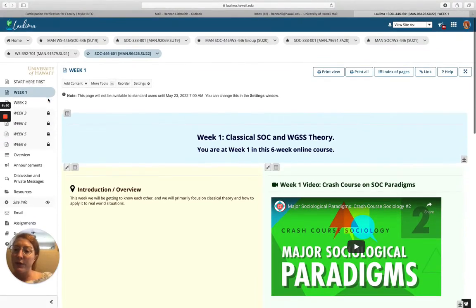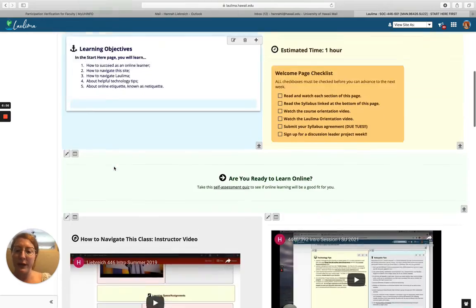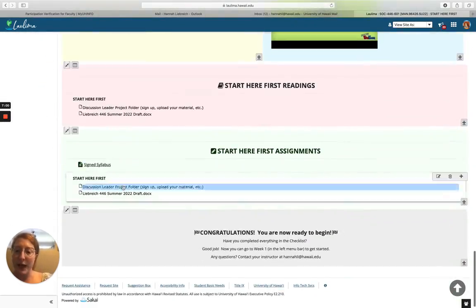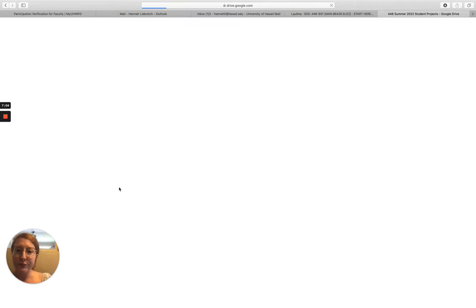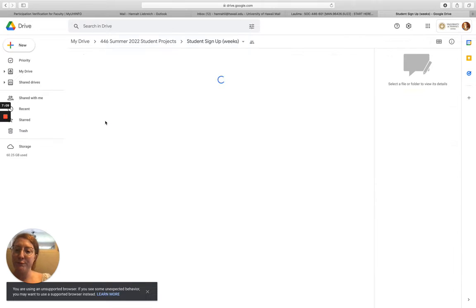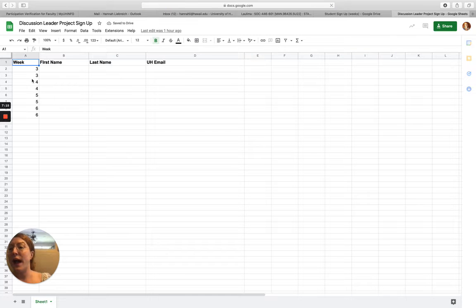because I didn't really go over this in too great a detail, when you're signing up for your Discussion Leader Project Week, you'll go to the Start Here First page. You'll scroll down to the Discussion Leader Project folder, student sign up, and you'll see that you're able to sign up for weeks 3, 4, 5, and 6.